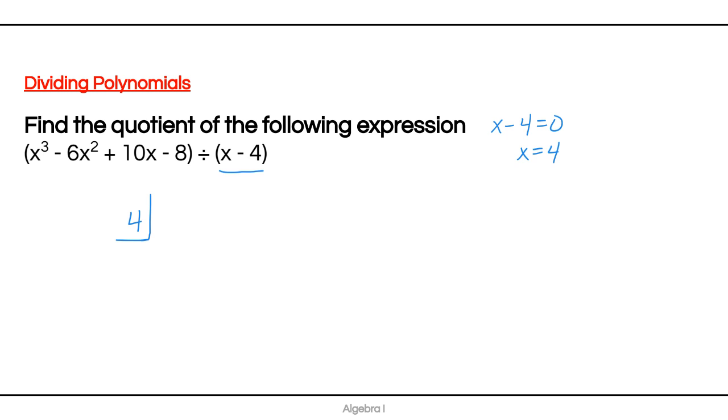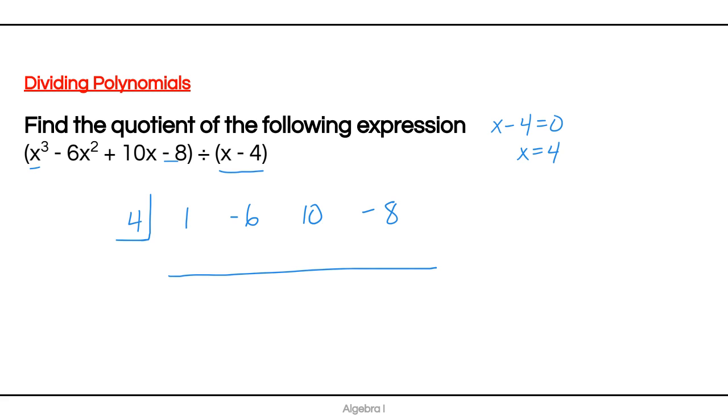So then I want to look at my dividend, and I want to pull all of the coefficients. So the coefficient for x cubed is 1. The coefficient for x squared is negative 6. The coefficient for x is 10. And then my constant is negative 8. Okay, so those are all going to be lined up with the 4. Then if you're on notebook paper, you're going to skip a row and then draw a line.